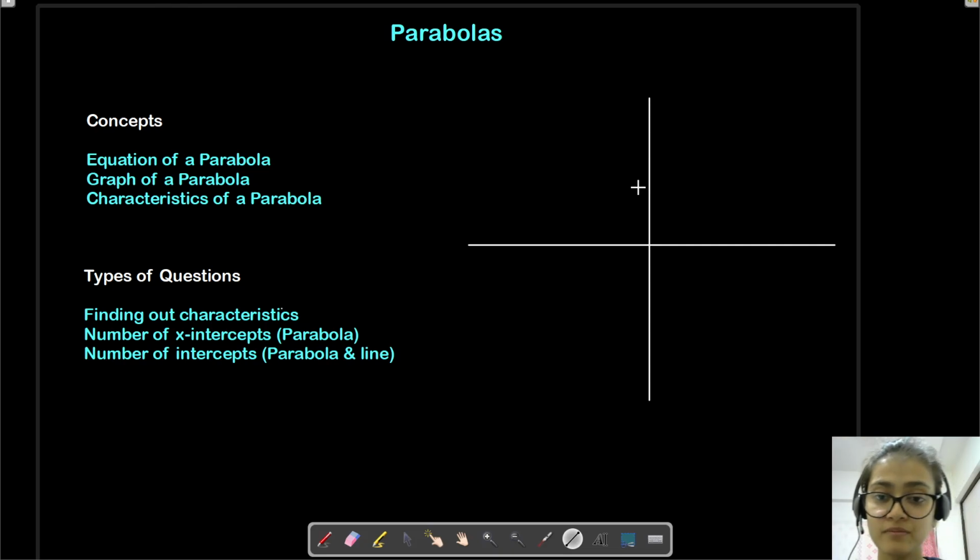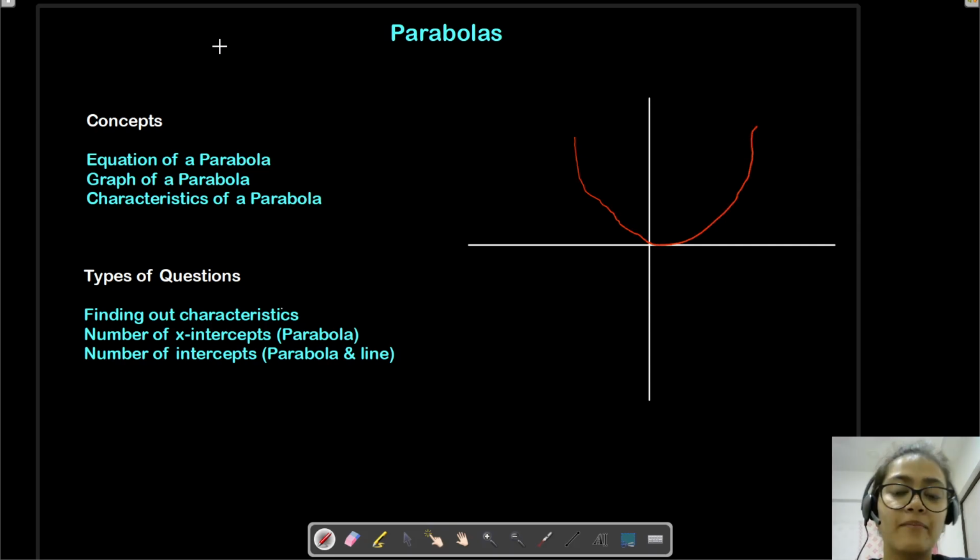Parabolas are these kinds of shapes. You must know that this is a parabola. You must be knowing about the shape of a parabola. So this is the parabola, and a parabola can be like this, it can be like this, it can be like this, and it can be like this. Now, first of all, equation of a parabola.